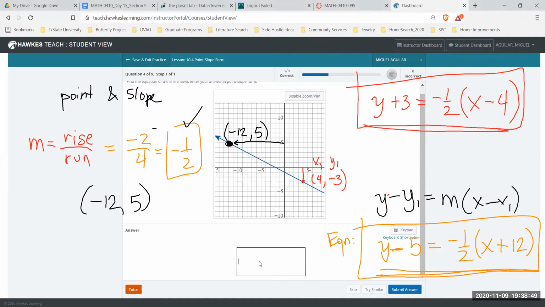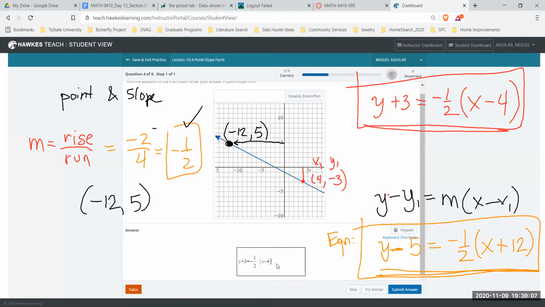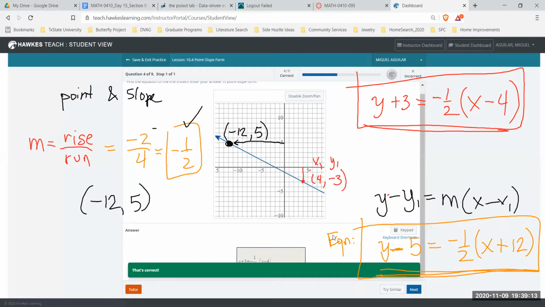So let me just put the red one in. Y plus 3 is equal to -1/2 times x minus 4. Okay, and then hit submit, and it should take it. Okay, so the steps here are to find the slope and then find any point on the line and then plug those into the point slope formula.